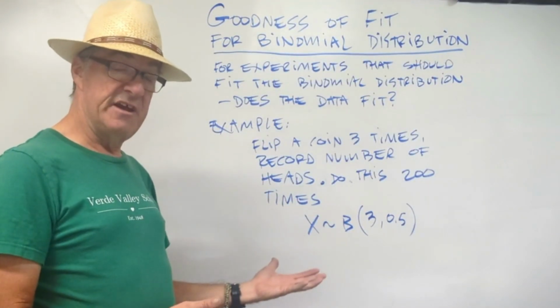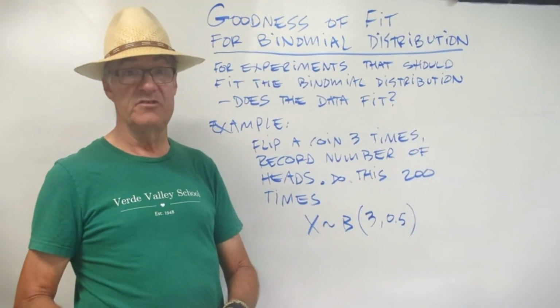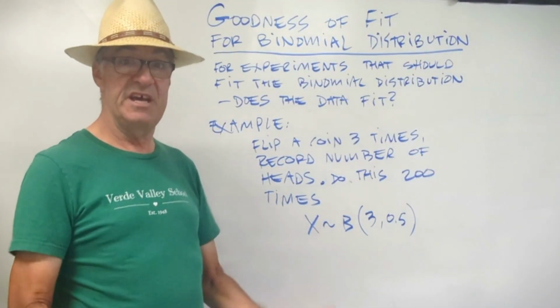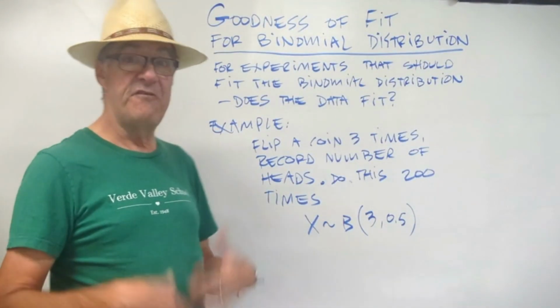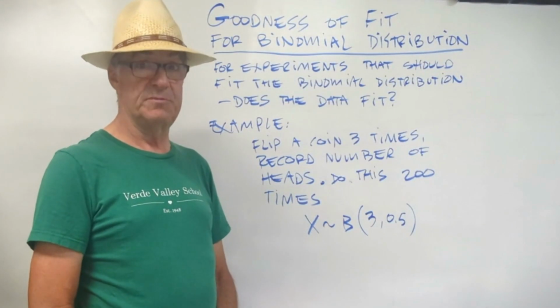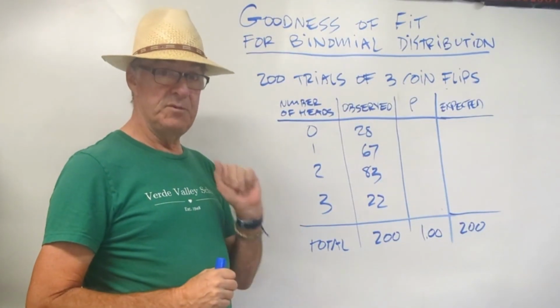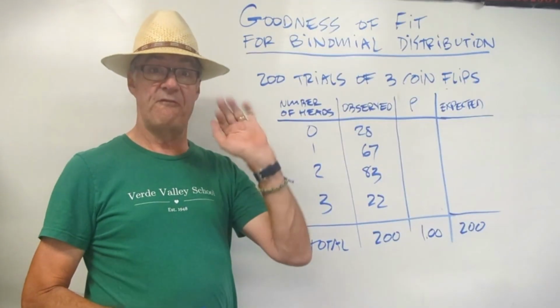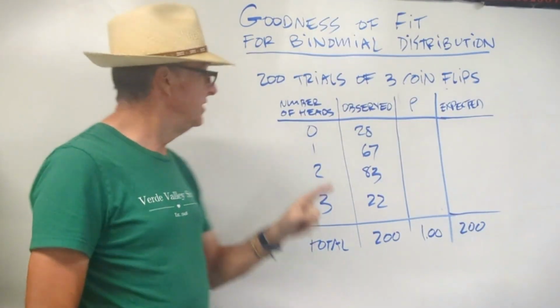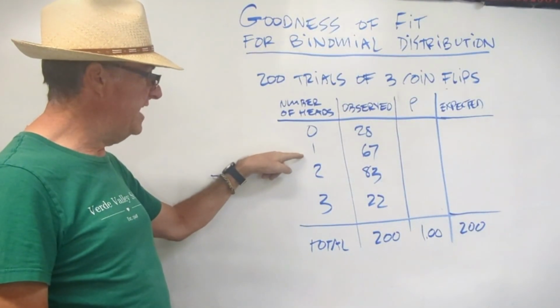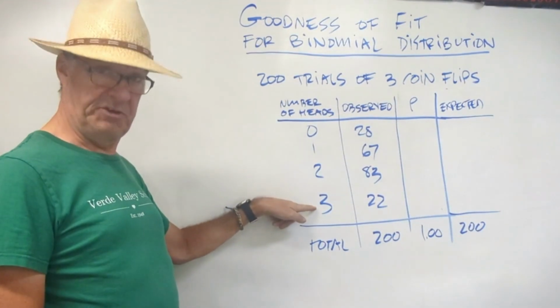I'm going to show you some data in a minute. We're going to find our expected values, and then we're going to run the Goodness of Fit test to find out whether this data fits within a binomial distribution. Okay, let's look at some data. So in our experiment of flipping a coin 3 times, there are 4 possible outcomes. We can get 0 heads, 1 head, 2 heads, and 3 heads.